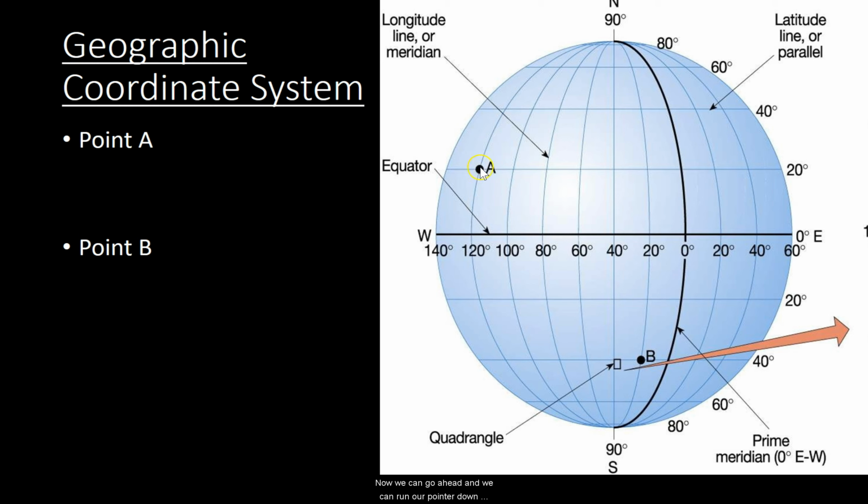Now we can go ahead and we can run our pointer down to our line of longitude. Now again, line of longitude, remember these are long lines, great circles. So the longitude line that point A is sitting at is at 120 degrees, and we are in the western hemisphere here. So let's see what that would look like. So 20 degrees north, 120 degrees west would be the coordinate system description of that location on the Earth's surface.